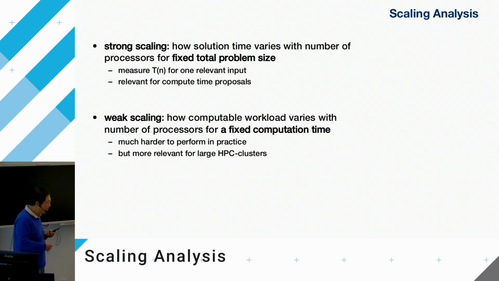So for scaling analysis, there are two types. One is strong scaling proposed by Amdahl. So basically, to measure the runtime for one input with a fixed problem size. Another one is the so-called weak scaling. So the computation time is fixed, but we can increase the problem size so that we can utilize large HPC clusters, as you can see here, to solve a much larger problem.